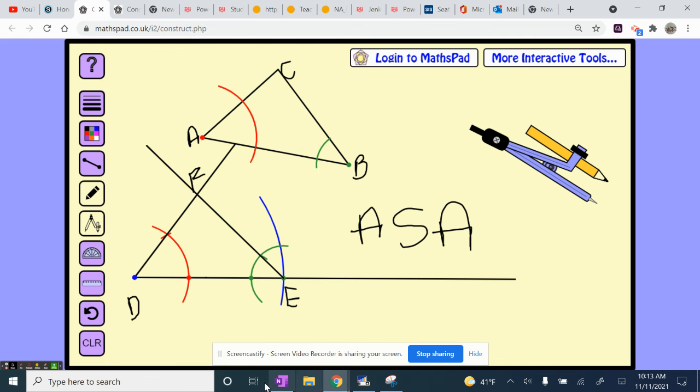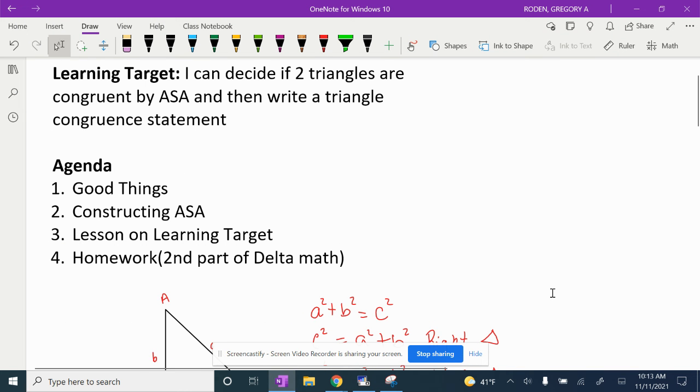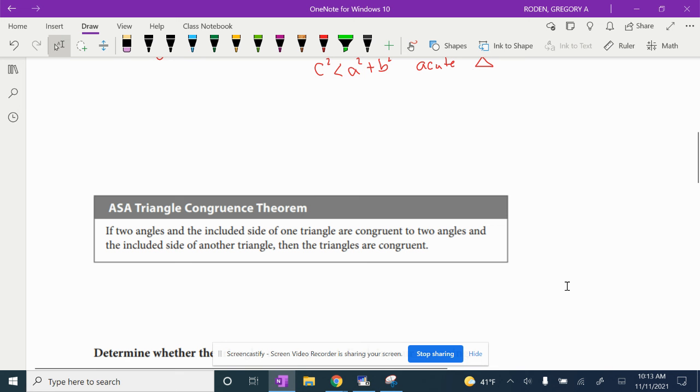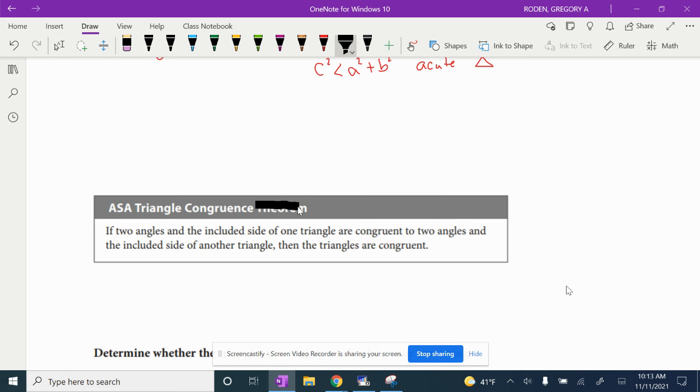Okay, so what I'm going to do now is I'm going to switch my screen over here, and this is what we've talked about today. Angle, side angle, congruence, triangle theorem. Now, the book that I got this out of is calling it a theorem. We're going to do it in a little different order, and we're going to call it a postulate. So I'm going to mark this out. So this is angle, side angle, and we're going to call this postulate.